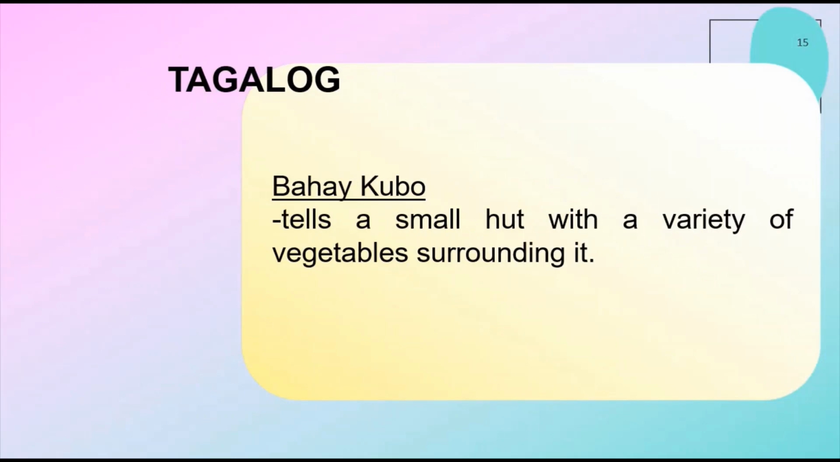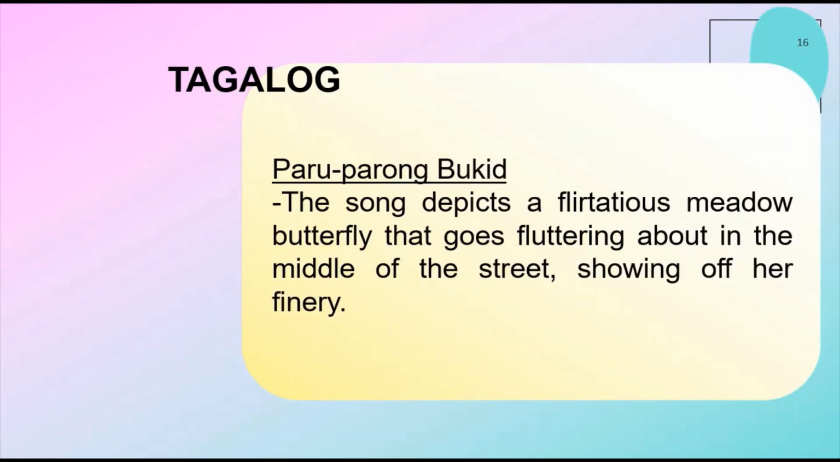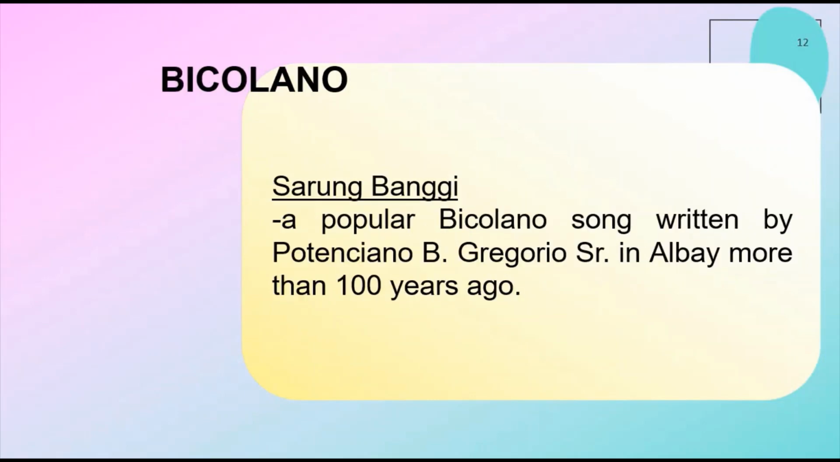In the Tagalog region, the popular song is Bahay Kubo. It tells of a small hut with a variety of vegetables surrounding it. Another is Paru-parong Bukid. The song depicts the flirtatious meadow butterfly that goes fluttering about in the middle of the street, showing off her finery. And in Bicol, they have Sarung Banggi, or One Night, a popular Bicolano song written by Potenciano B. Gregorio Sr. in Albay more than 100 years ago.